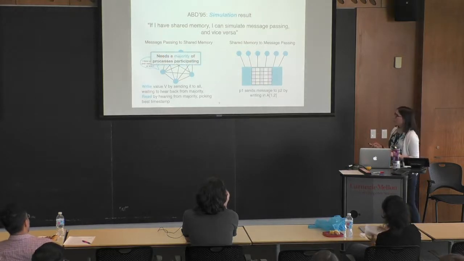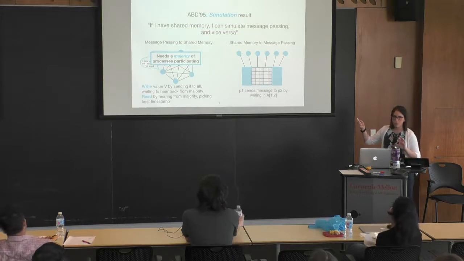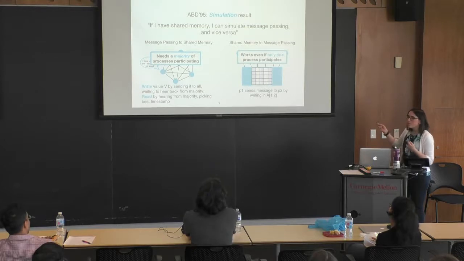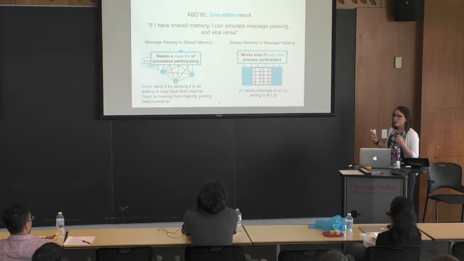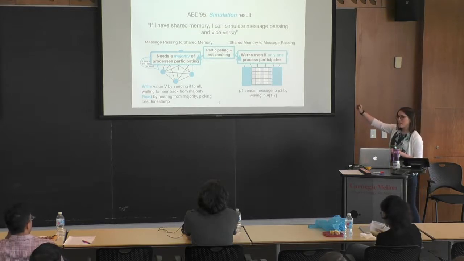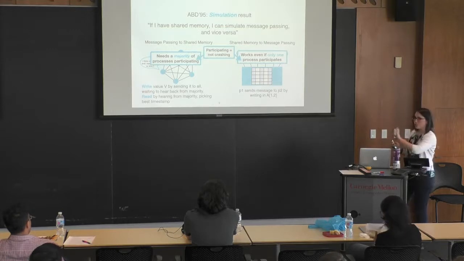So the takeaway here is, for the message passing to shared memory, you need a majority of the processes to be participating in your algorithm. Otherwise, you just won't terminate. You'll keep waiting to hear from a majority, and it won't come. Whereas in the shared memory, you don't depend on anyone, right? You can always send a message to whoever you want, and you don't depend on them being alive or anyone else. Just to make it very clear, when I say participating, I just mean that the processes are not crashed. So here I need a majority not crashed, and here I just need one.